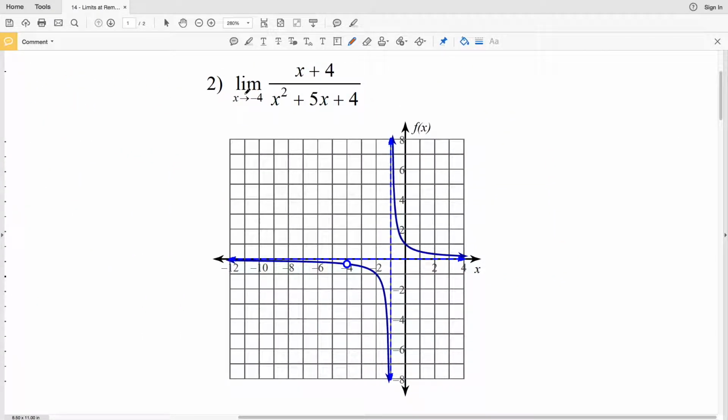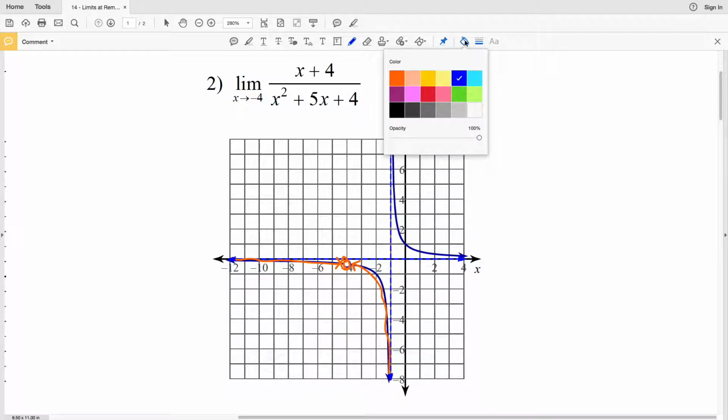Moving on to number 2, we're looking at the limit as x approaches negative 4. Approaching negative 4 from the left, we're approaching this removable discontinuity, and approaching it from the right, we're approaching that same exact point. So even though the value at negative 4 does not exist because it is undefined, the limit does exist. So we're going to calculate that limit.